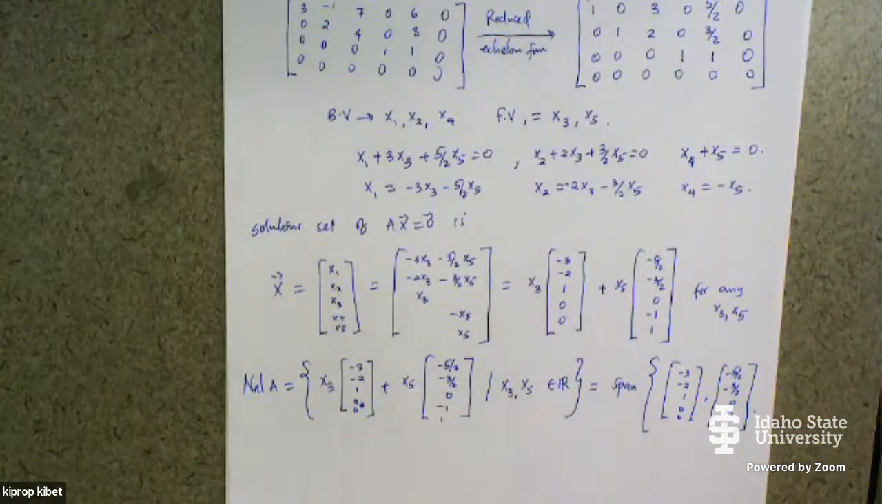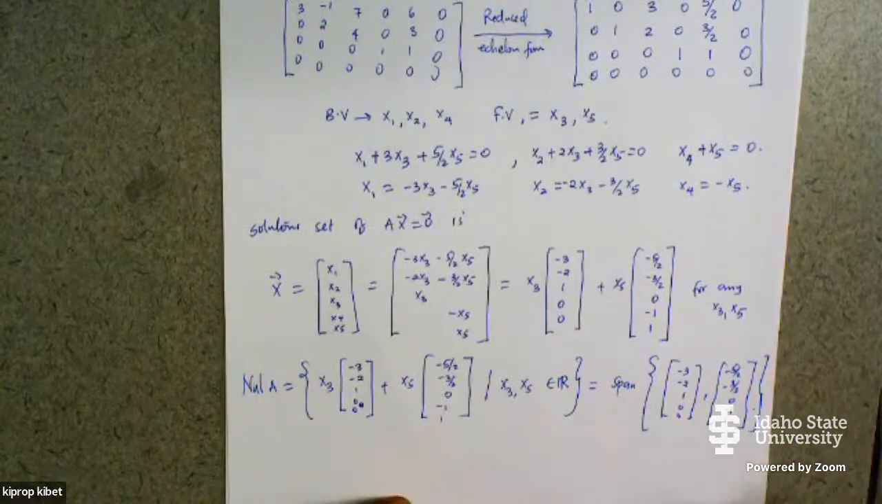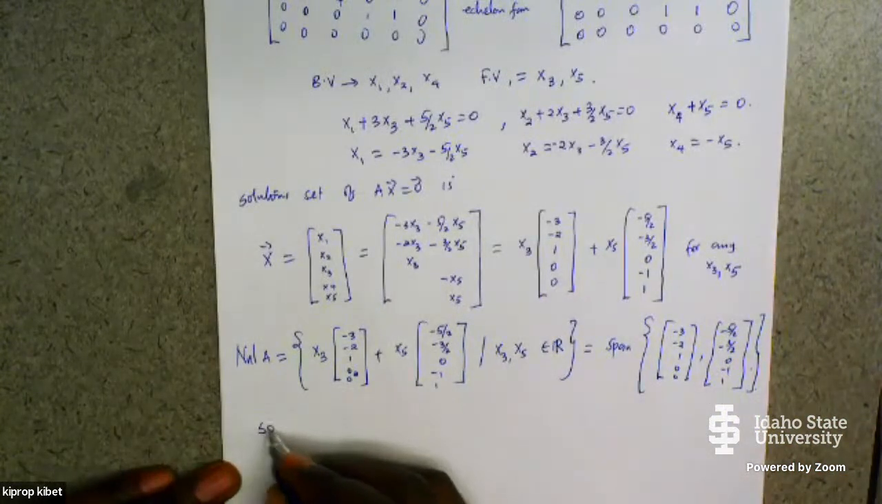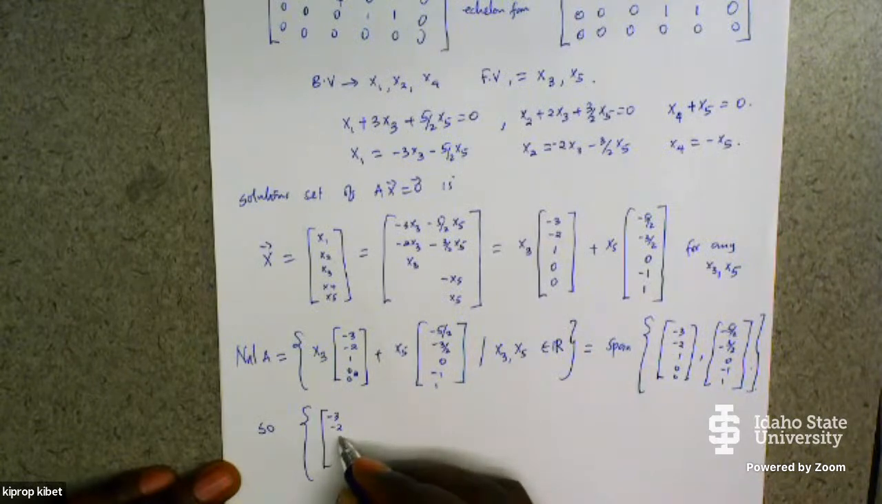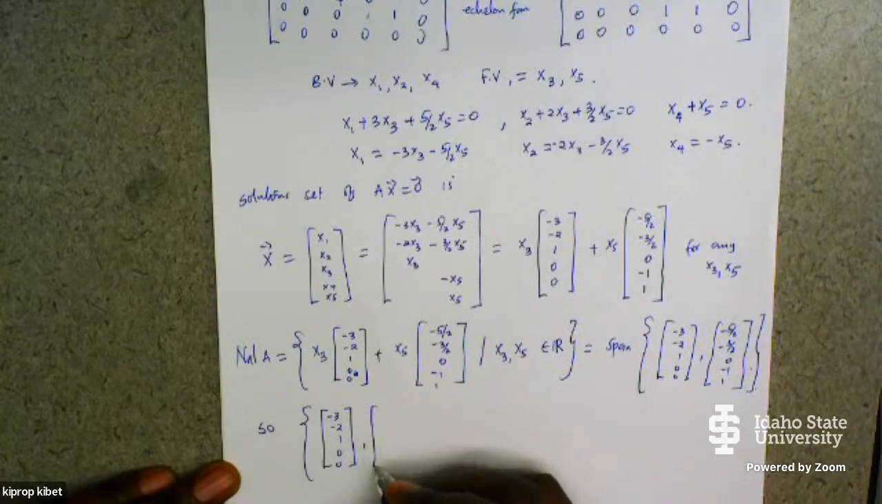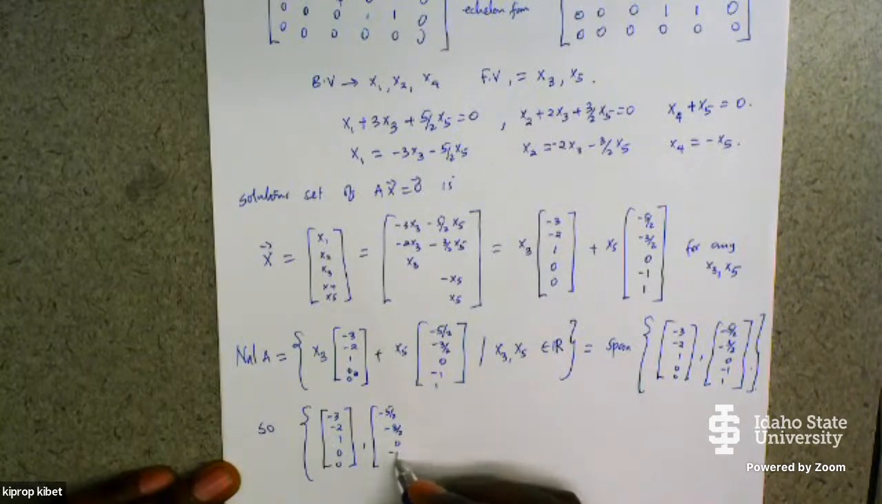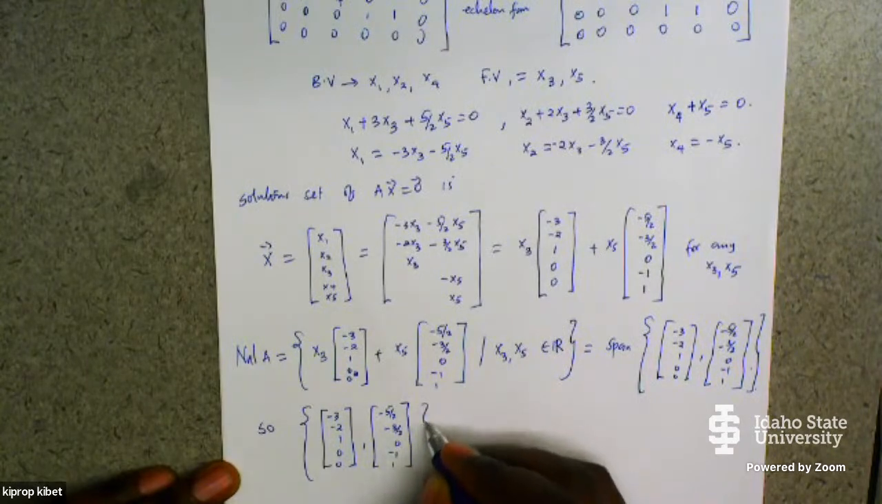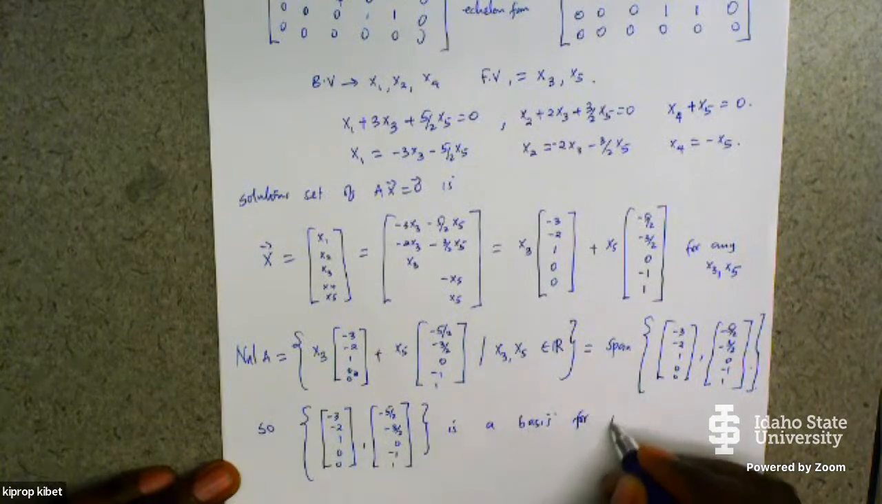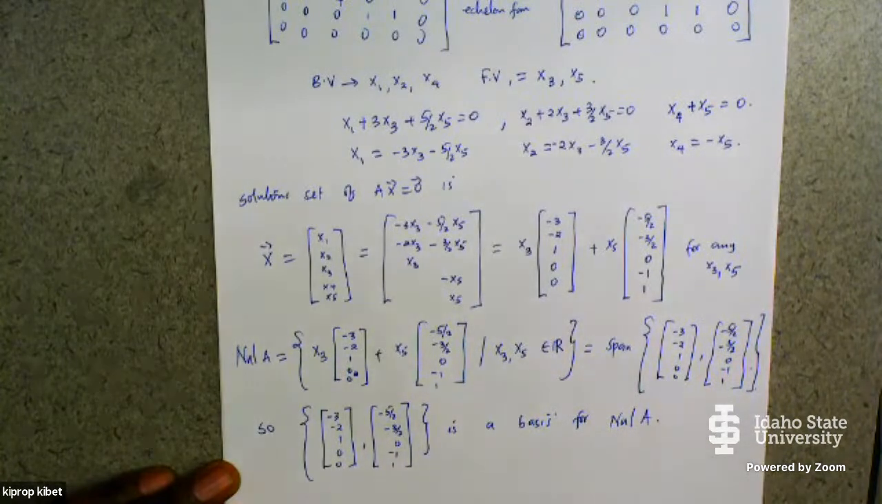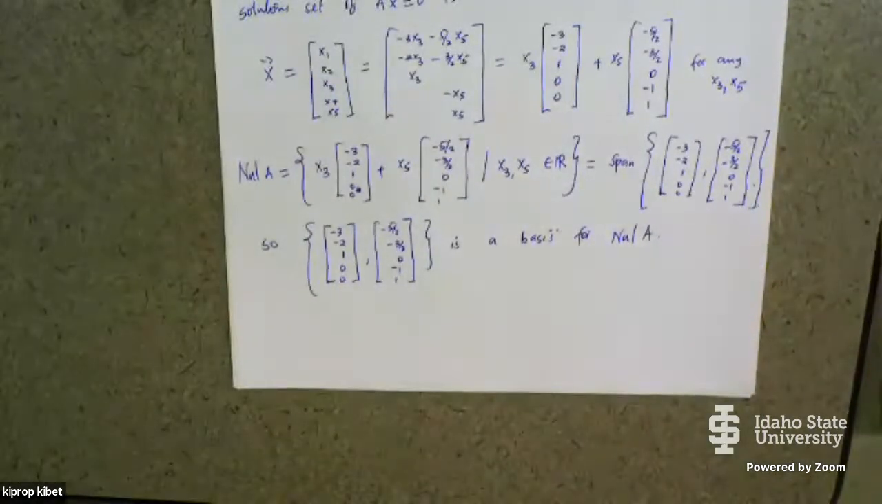So therefore, (-3, -2, 1, 0, 0) and (-5/2, -3/2, 0, -1, 1) is a basis for the null space of A.